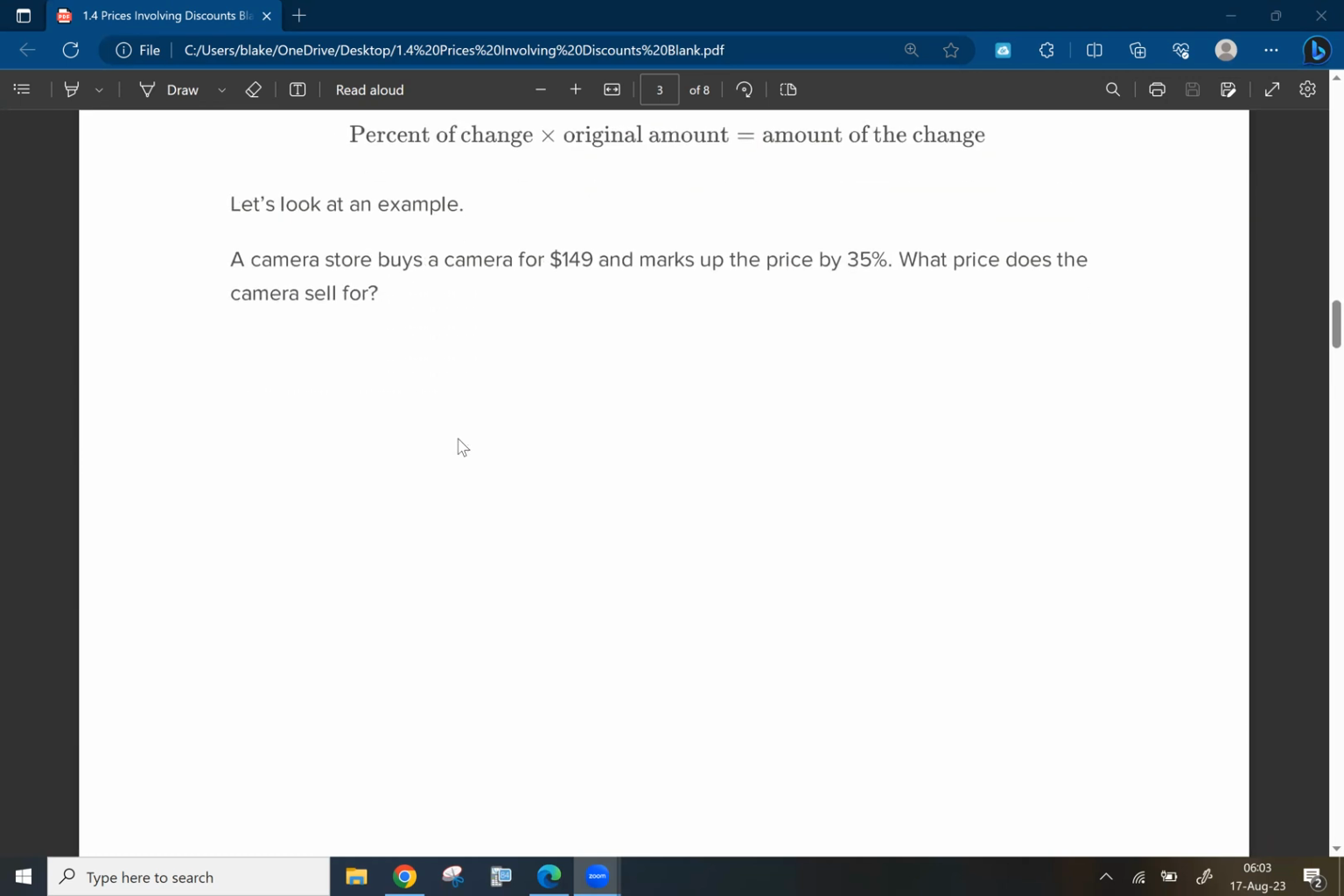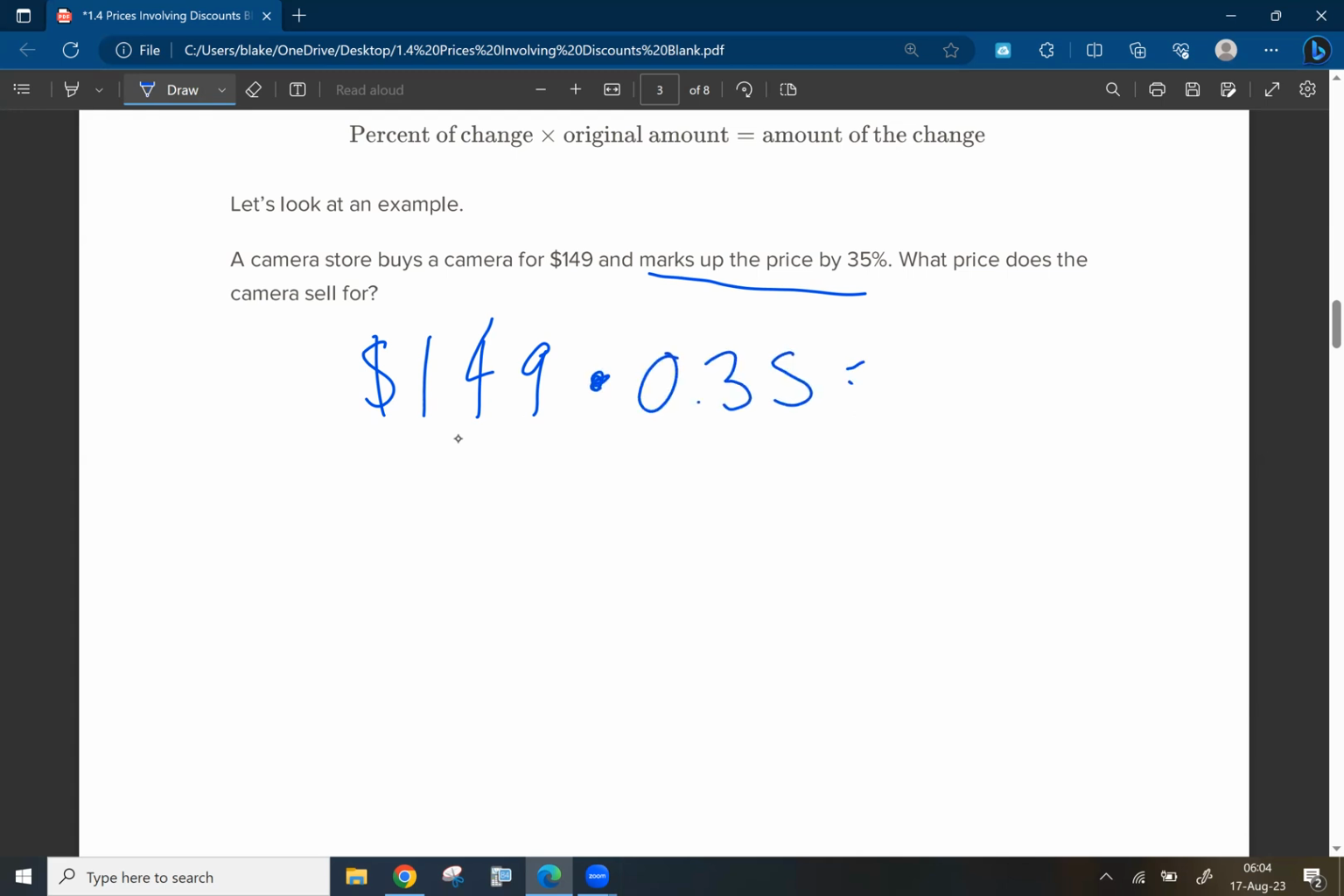A camera store buys a camera for $149 and marks up the price by 35%. What price does the camera sell for? Just think about this. So $149, and it marks up the price by 35%. So we're going to increase this by 35% of this price. So we're going to multiply it by 35%, which is 0.35, and we'll get our value out of that.